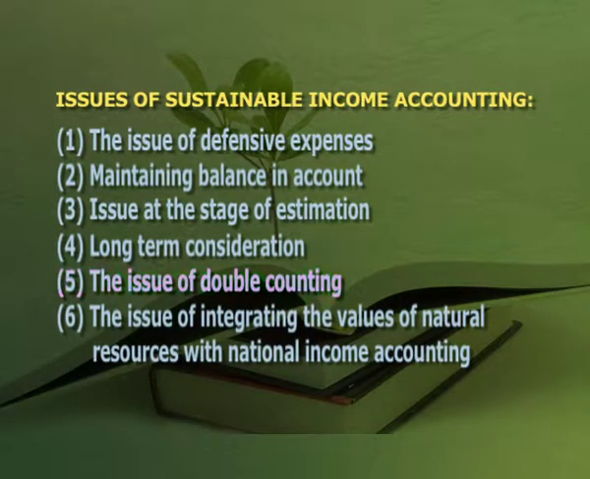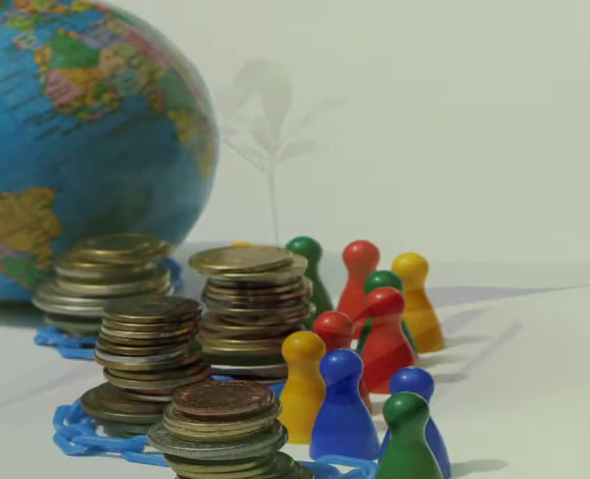Number 5, the issue of double counting. Double counting is a very common problem in national income accounting. The same environmental services are doubly counted. For instance, timber after felling from the forest has a price reflecting its use or utility value, but it has emerged out of the carbon sequestration function of the forest abating global climate change, having a non-use value.